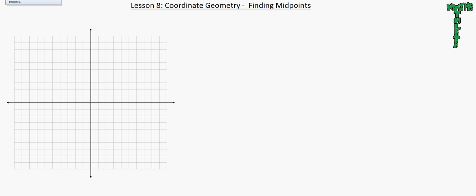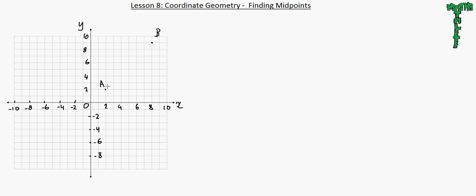Okay, so I got rid of that screen. This is Y, this is X, and this is 0. We have to label these axes again. Okay, so we've labeled those axes. Say we have point A here, and we have point B here, and we have a line going across.